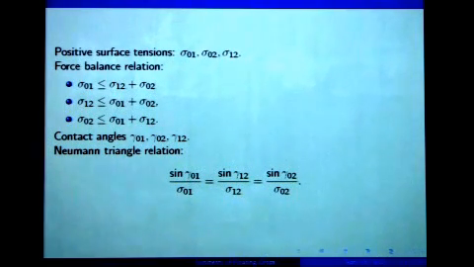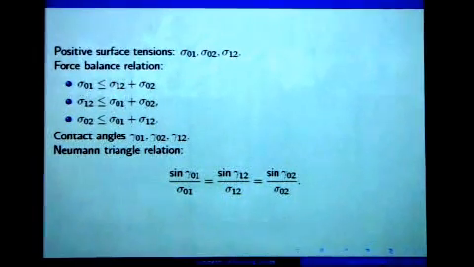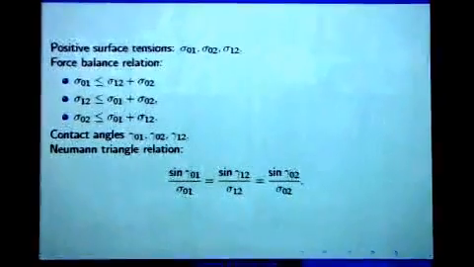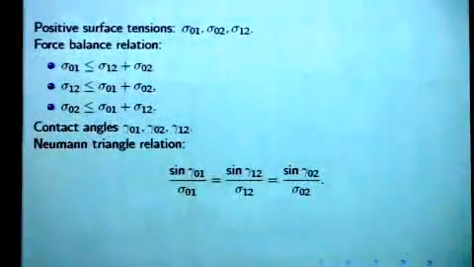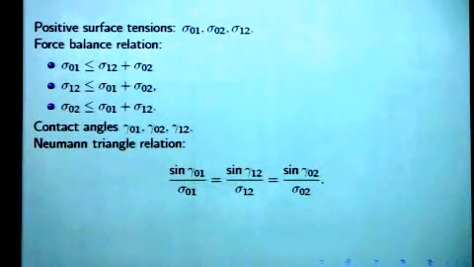So this slide's a lot of physics in the way of looking at it. You have some surface tensions, sigma 0, 1, and so on. And these things are all non-negative. And they need to, actually they should all be positive.